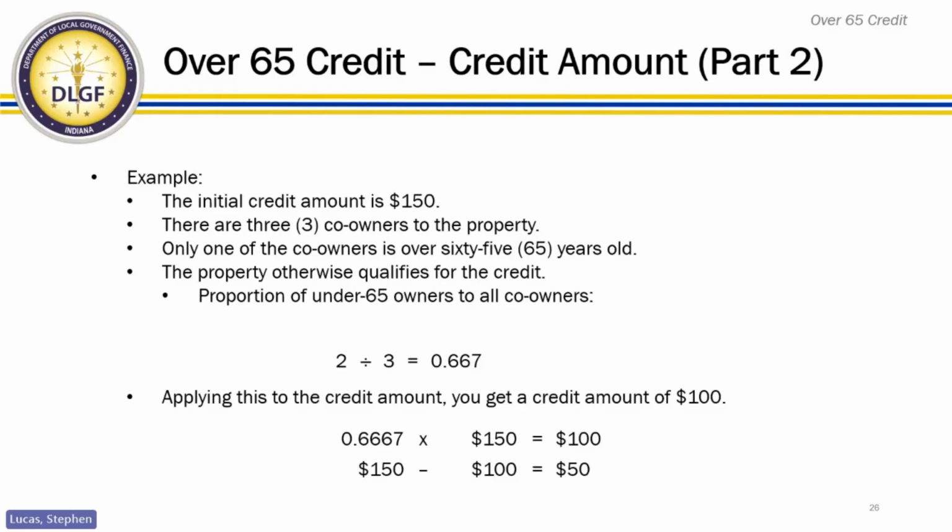Here we have spelled that example out more explicitly by taking an example where there are 3 co-owners to the property and only one of the co-owners is over 65 years old. The property otherwise qualifies for the credit, and so what you do is you take the number of co-owners under 65 divided by the number of total co-owners to get 0.667. You multiply that by the total credit amount and you get $100, and that's how much the credit must be reduced. So you take your $150 credit amount, you subtract $100, and you're left with $50 for the credit.